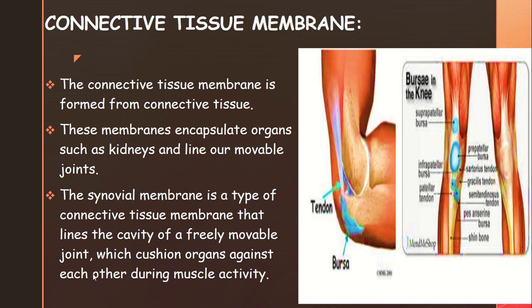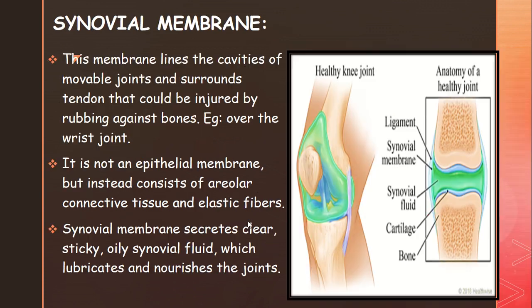As you know, with how much we walk, and whatever we do with our hands, we write, we use our wrist a lot and our knees a lot. So these areas are cushioned and protected by this synovial membrane. This is the kneecap, where you can feel something hard. That is called the bursa, and the one which supports is called the tendon. These are protected by an outer layer called the synovial membrane. This membrane lines the cavities of movable joints and surrounds tendons that could be injured by rubbing against bone, for example over the wrist joint.